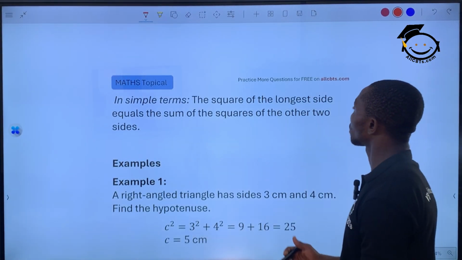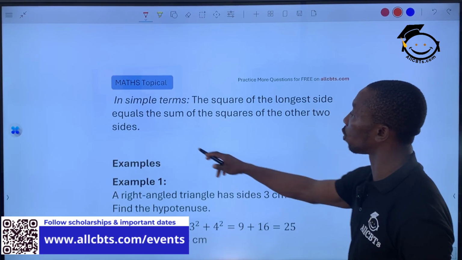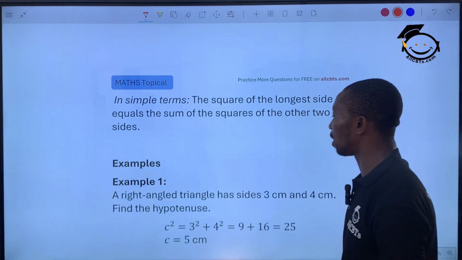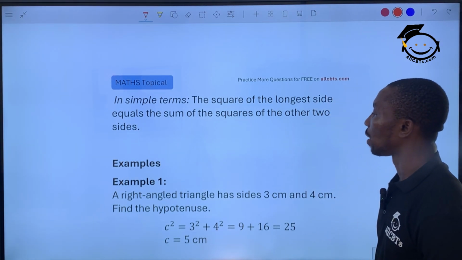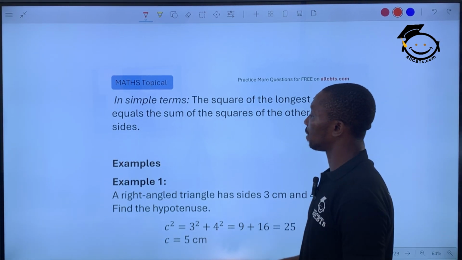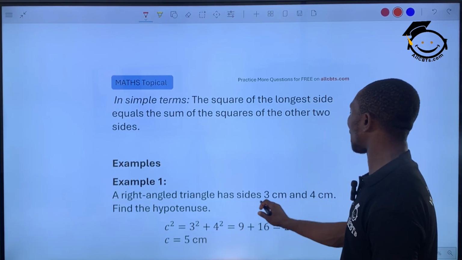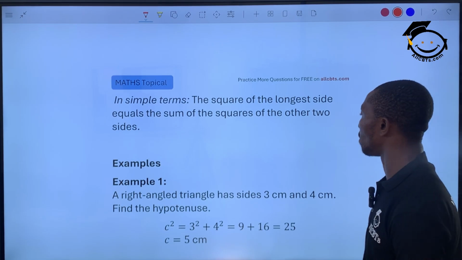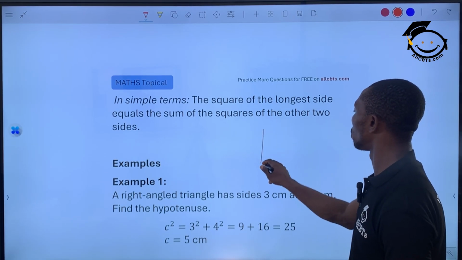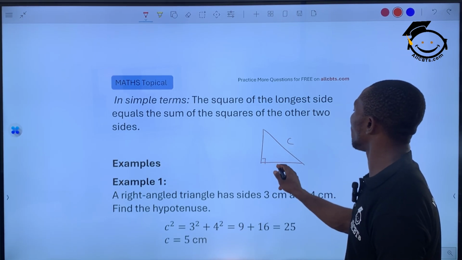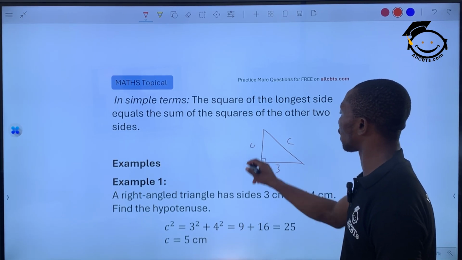In simple terms, the square of the longest side equals the sum of the squares of the other two sides. Now, example 1 says, in a right angled triangle, it has sides 3 cm and 4 cm. What is the hypotenuse? Alright, so we are asked to find the hypotenuse C, given that one side is 3 and the other is 4.